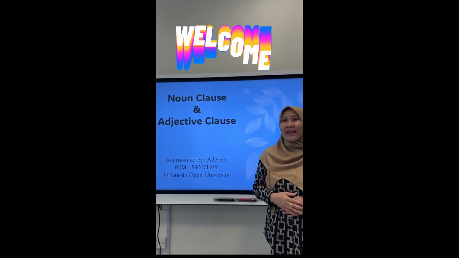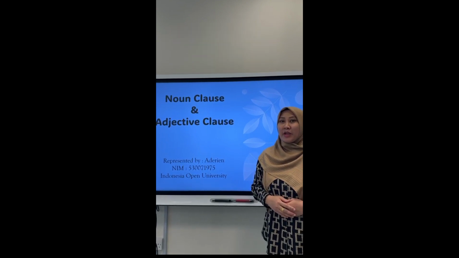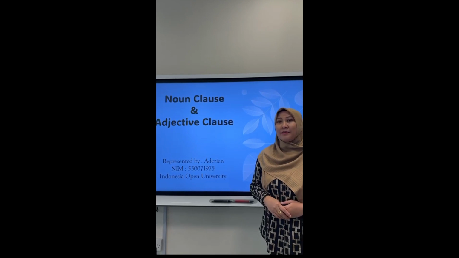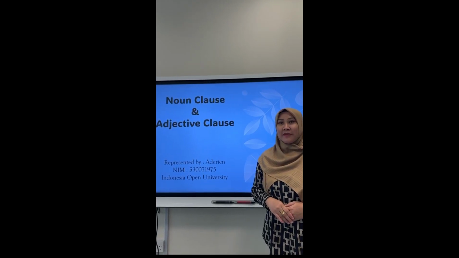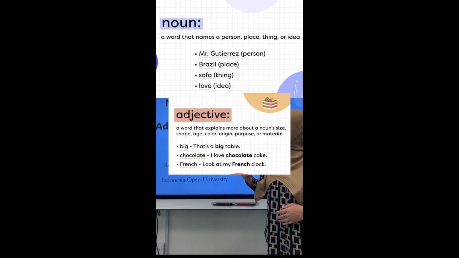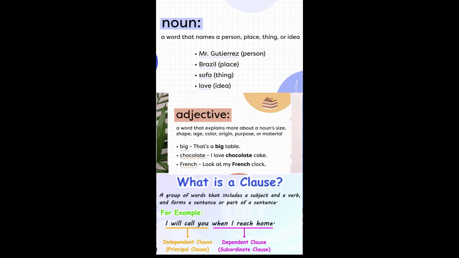My name is Adrian. Today, in this video, I'm going to talk about noun clause and adjective clause. But before we start with noun clause and adjective clause, I would like to start with the definition of noun, adjective, and clause. A noun is a word that names a person, place, thing, or idea. For example, Mr. Gutierrez as a person, Brazil as a place, sofa as a thing, and love as an idea.